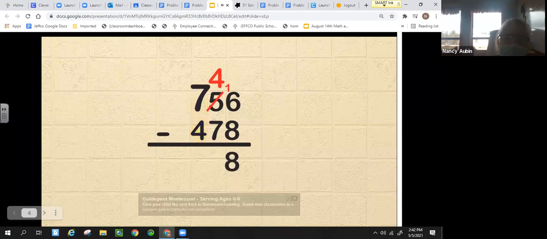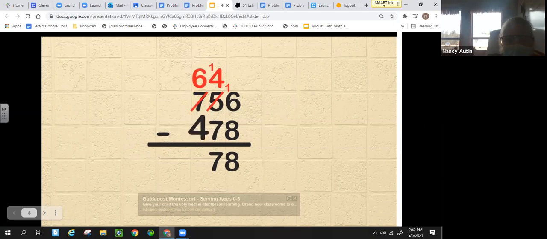The 7 means we have 7 hundreds or 7 sets of 100. We need to borrow 1 of those sets and move them to the right. Cross out the 7 and write 6 to show we borrowed 1, and then write a 1 in front of the 4. Now we can subtract 14 tens minus 7 tens, or we often just say 14 minus 7, which is 7. Now we are ready to subtract in the hundreds column.